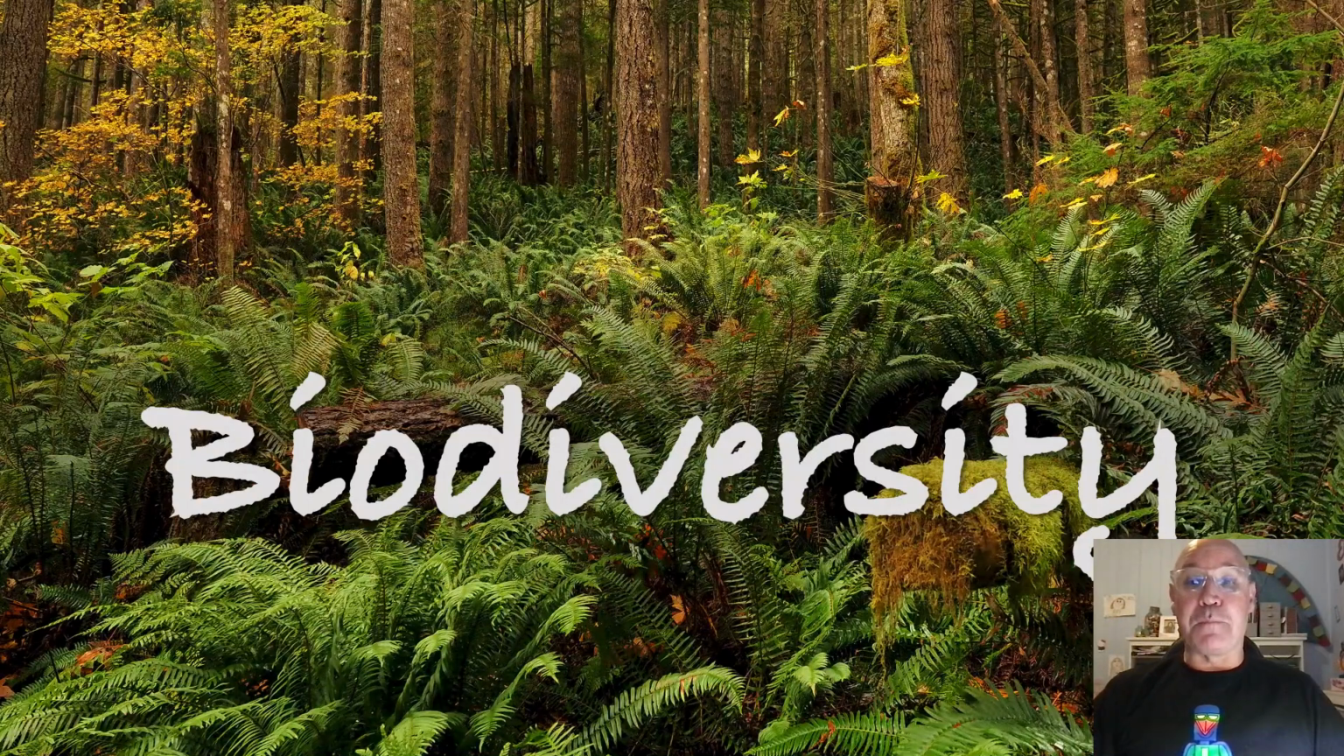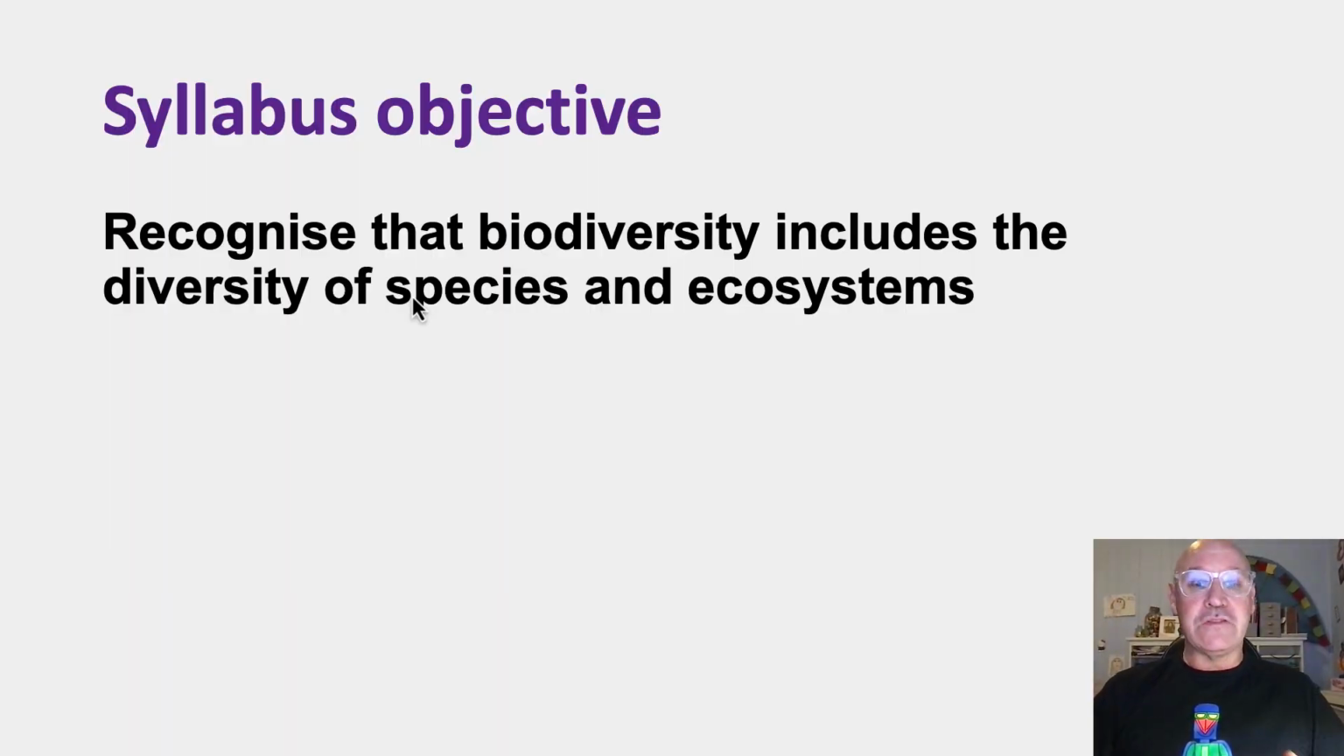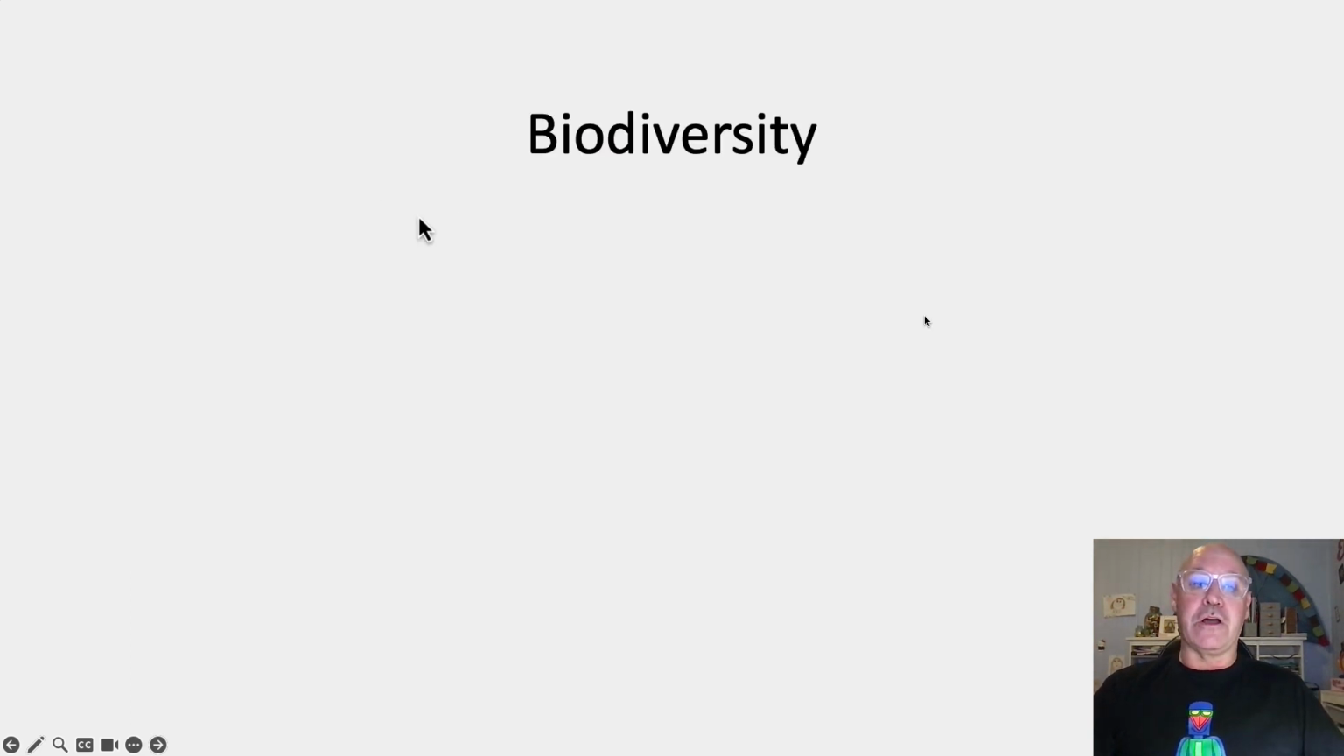So this video is about biodiversity. Biodiversity is the first syllabus objective in Unit 3, Topic 1. And the syllabus objective says that you need to be able to recognise that biodiversity includes the diversity of species and ecosystems. So first of all, let's look at the word biodiversity.